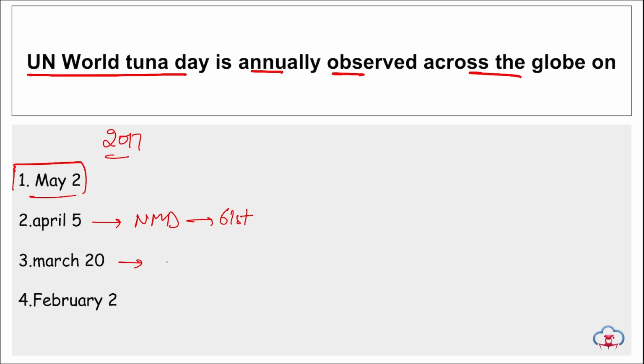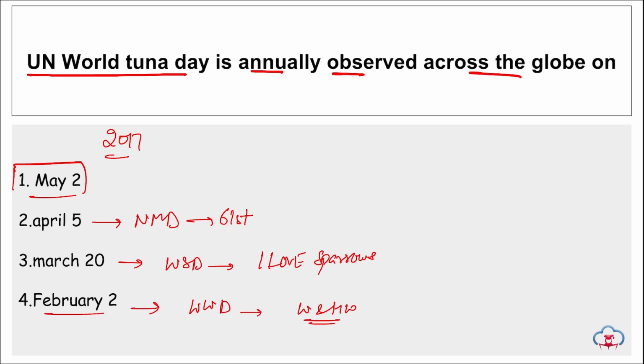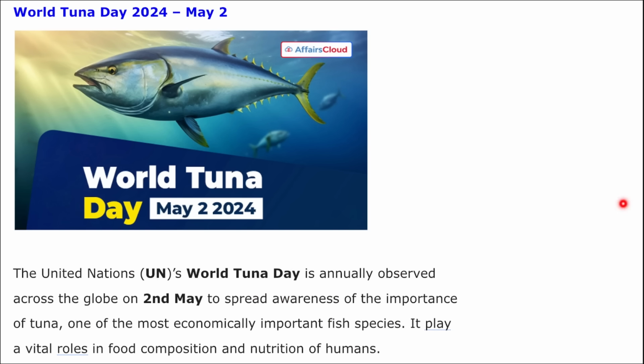Then on March 20 we observe World Sparrow Day. Theme here is I love sparrows. On Feb 2 we observe World Wetlands Day. Theme here is wetlands and human well-being. Next, here you can see picture of tuna.